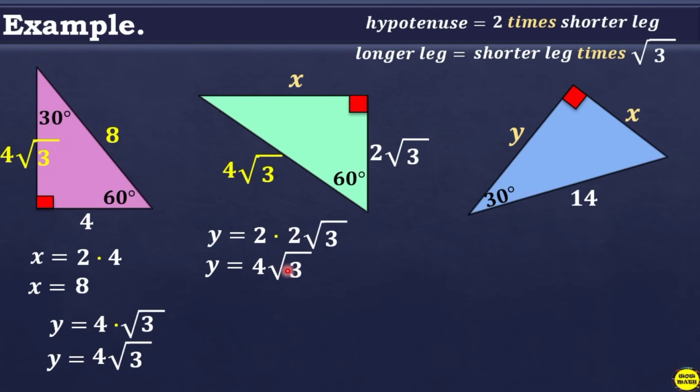And then, for us to find x, which is the longer leg. So, shorter leg, that is 2 square root of 3 times square root of 3. So, ita-times natin, your x is 2 times 1, this is 2. And then, ito, bakit naging 3 siya?